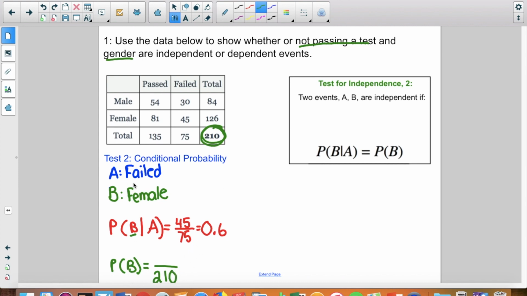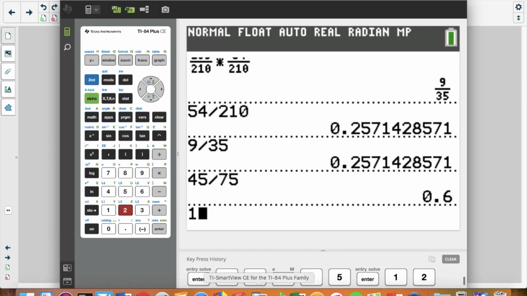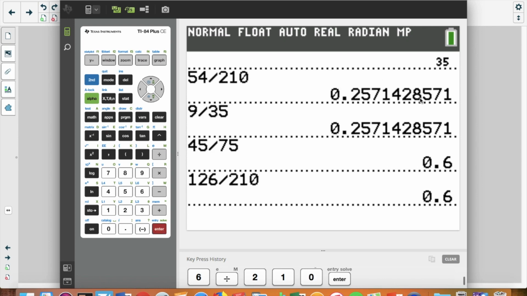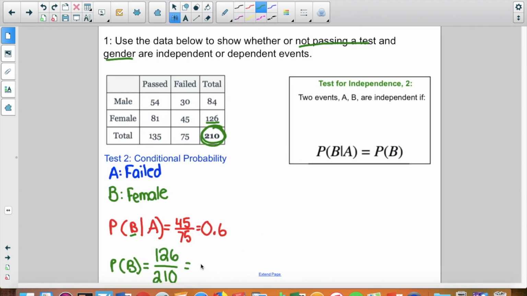And now we care about the number of females, and the female total is here, 126. So let's see what this looks like as a decimal. 126 divided by 210, and we get 0.6. Now looking at this, 0.6 equals 0.6, right? That tells us we have independent events.